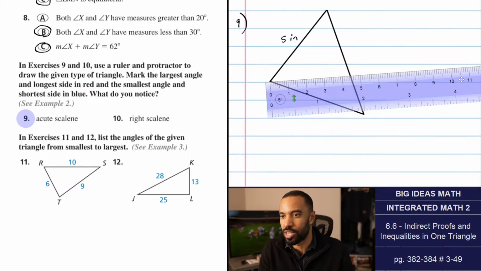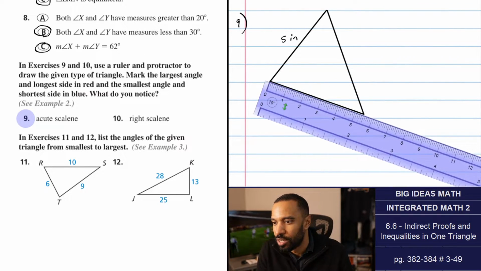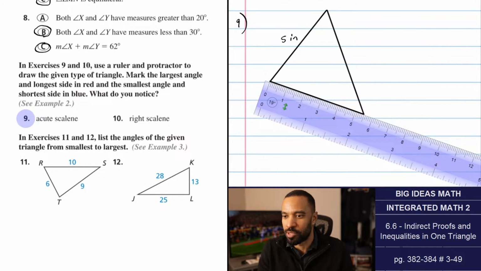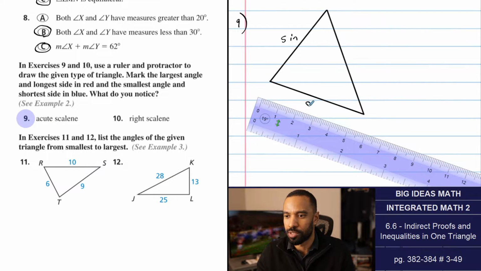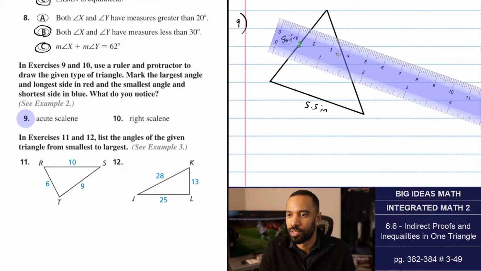I just got to think about what the shortest angle is. I don't really know. Actually, this one might be the shortest here. Nope, that's about 5.5. These are pretty good measurements. 5.5 inches there. Let's hope that this one kind of looks pretty good as well.